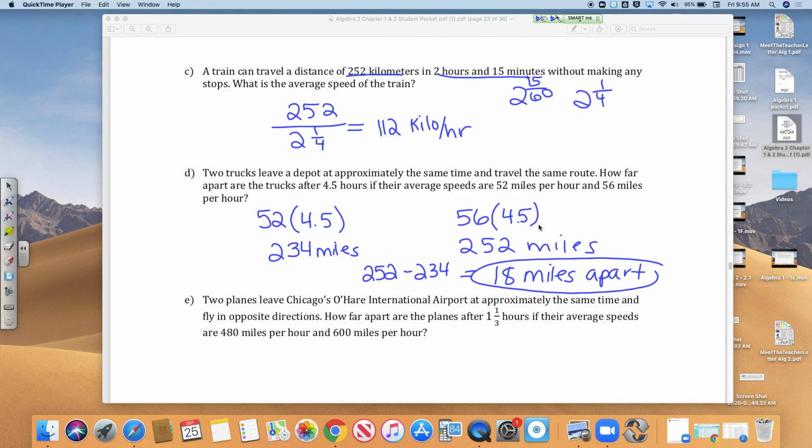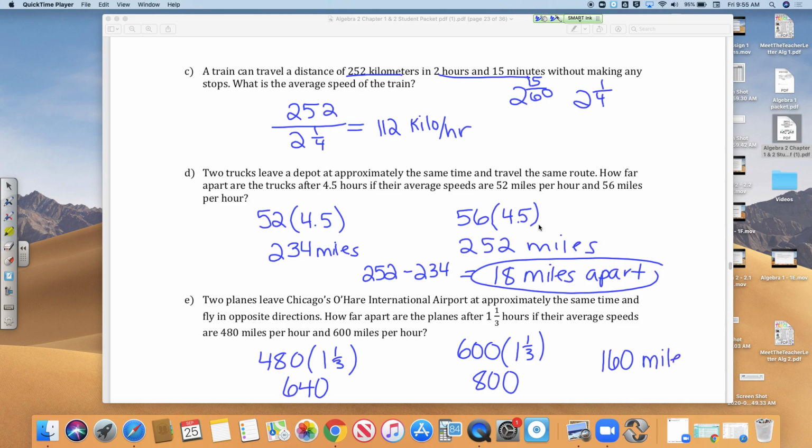Same type of situation for the second one, but now we're talking about airplanes. We are trying to figure out how far apart they are after 1 1/3 hours. If the first one is traveling at 480 miles per hour, and the second one is traveling at 600 miles per hour. Well, when I multiply 480 times 1 1/3, I get 640 miles. For the second one, I get 800 miles. So I would subtract 800 minus 640, and I'm going to get that they are 160 miles apart.